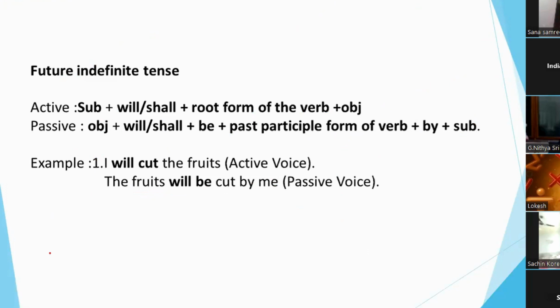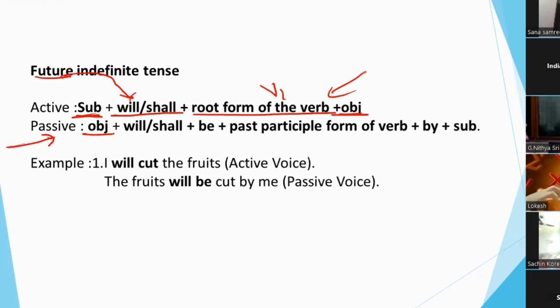Now comes the future indefinite tense, or you can call it future simple tense. For that, your structure in active voice will be subject plus will or shall. Basically, future tense is identified by these helping verbs, will or shall, plus root form of verb, which is the V1 form, plus object. This is your structure for future indefinite tense.